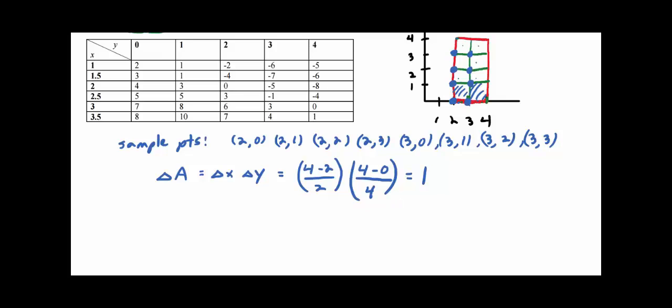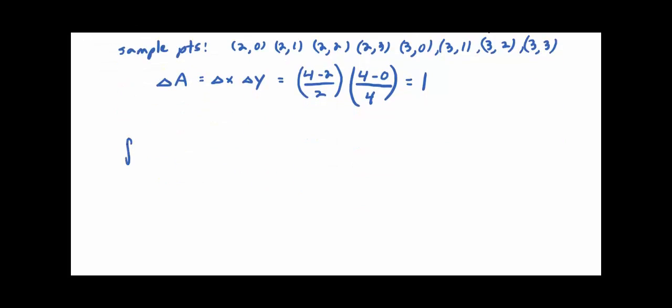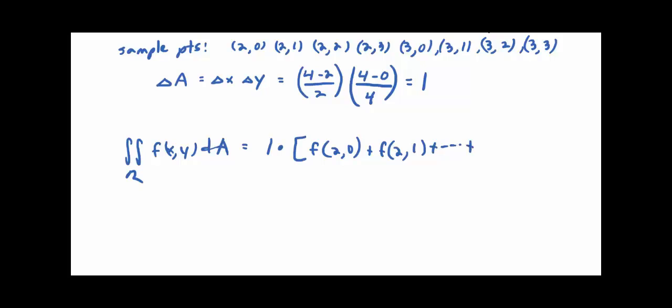So when you want to find the Riemann sum, which is your estimate of your integral, you're just going to take delta A, which is 1, times the value you get when you add the function values of all your sample points. So it'd be f of (2, 0), f of (2, 1), add it, and then all the way through to the last sample point plugged into the function to get the height value. So take your delta A times the sum of the function values of all your sample points.